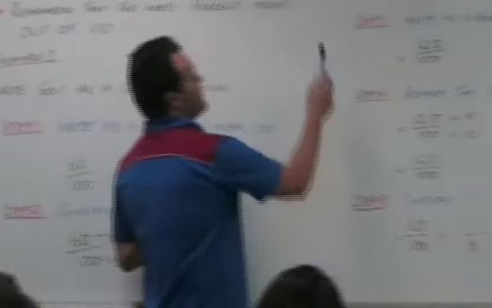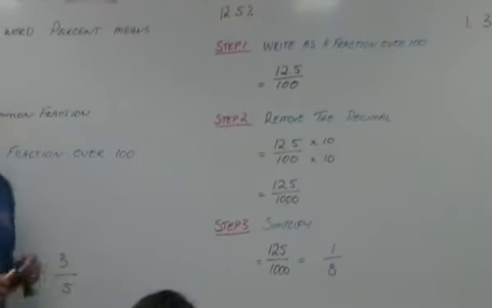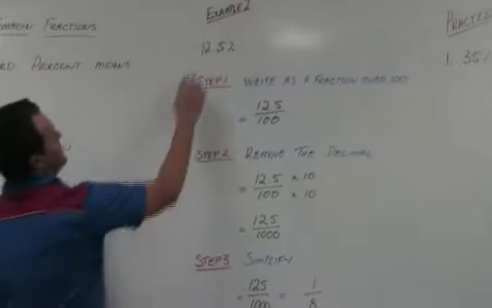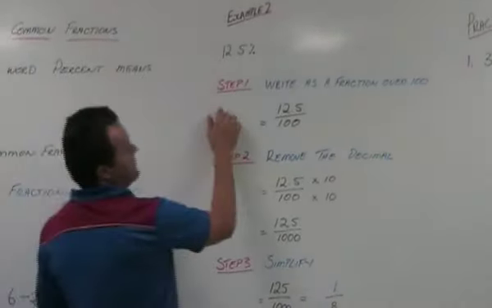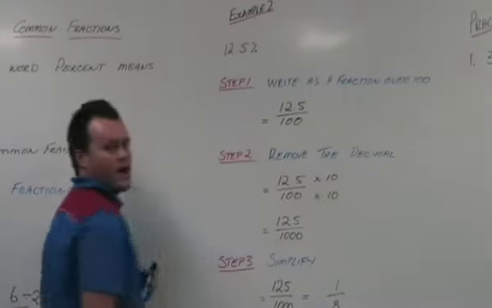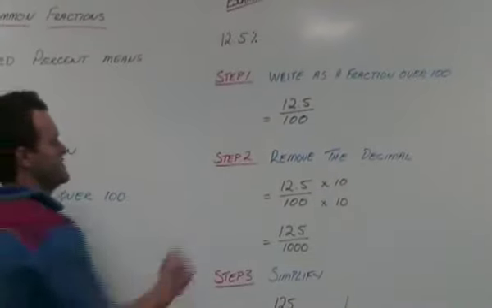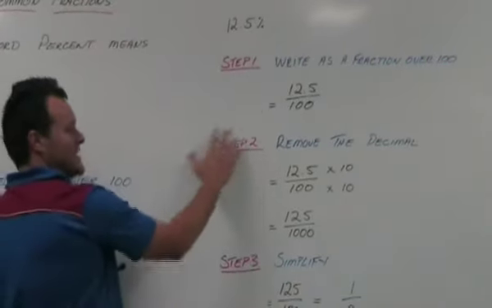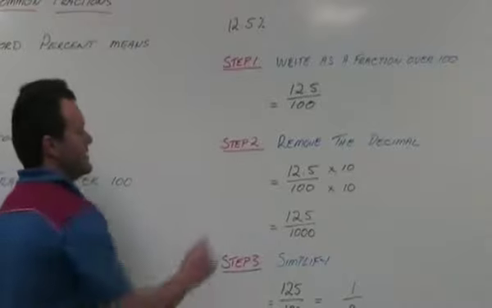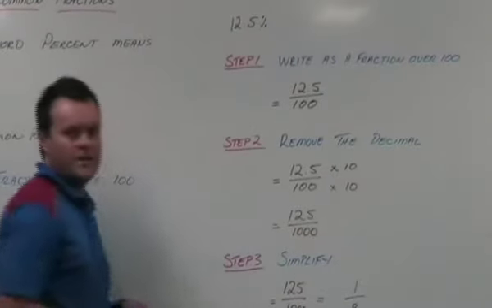Alright, let's look at another one that's a little bit more difficult. The teacher might try to trip you up. 12.5%, write as a common fraction. Step 1, write it as a fraction over 100. Now don't worry about the decimal at all. 12.5 over 100 is fine. The next step, step 2, is just a little bit different. We want to remove that decimal.